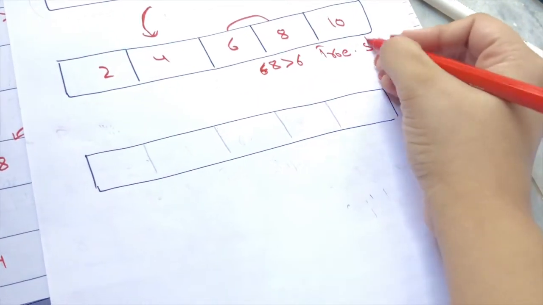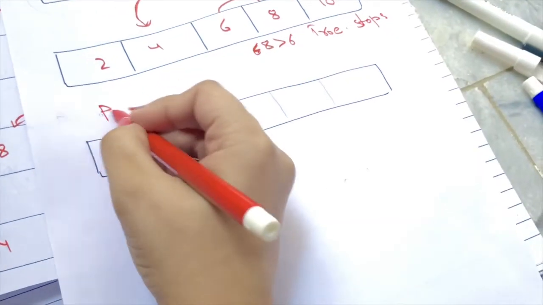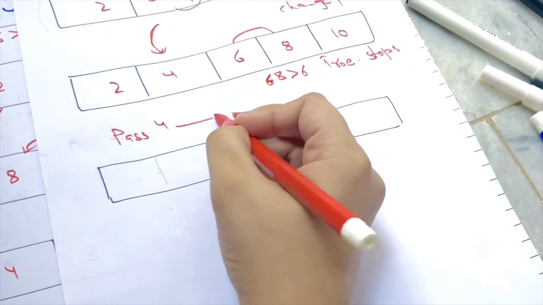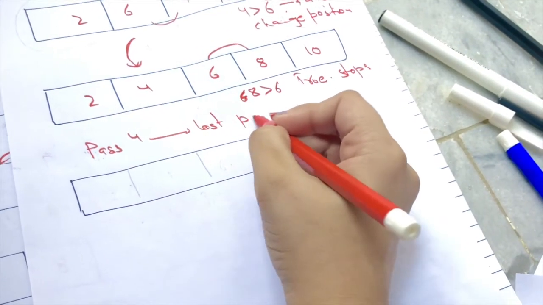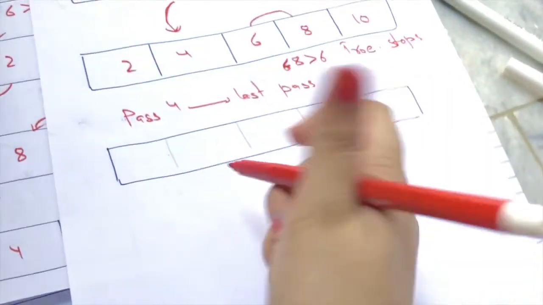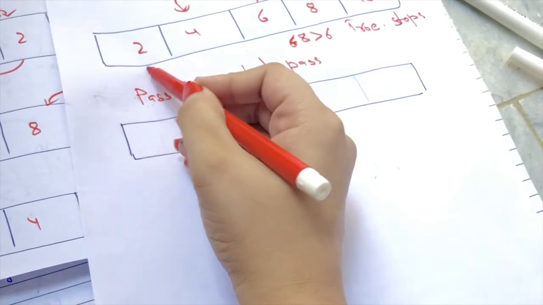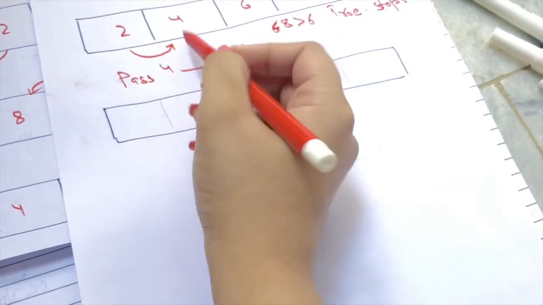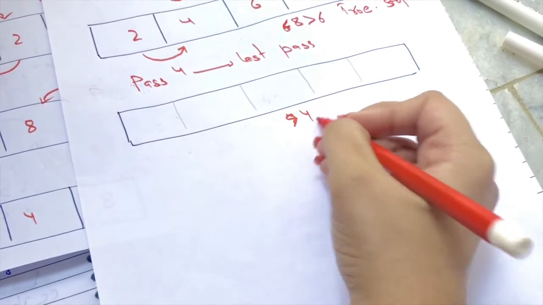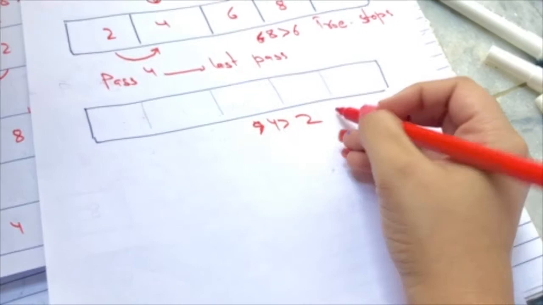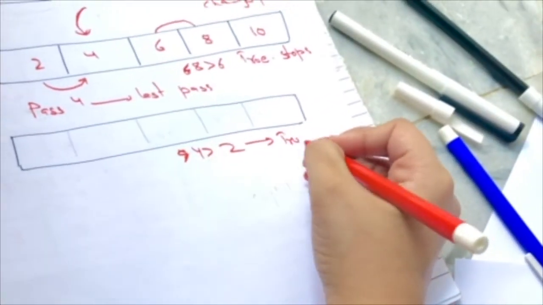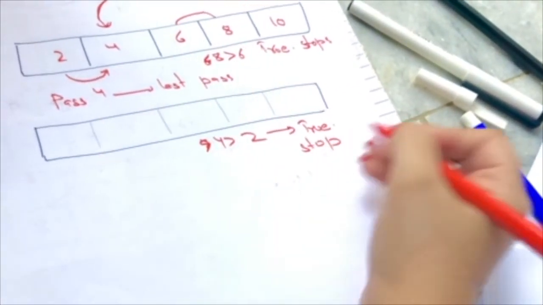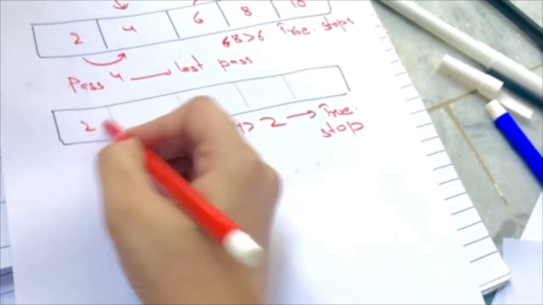So it just stops here, and then pass number 4, which is our last pass, right? That means at the last pass our list must be completely sorted. Alright, so when it compares this element with this one, is 4 greater than 2, right? It becomes true in the first phase. So that means we need to stop here, and our list is completely sorted: 2, 4, 6, 8, 10. This is how we sort using bubble sort.